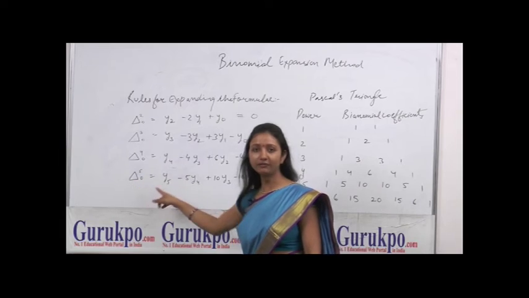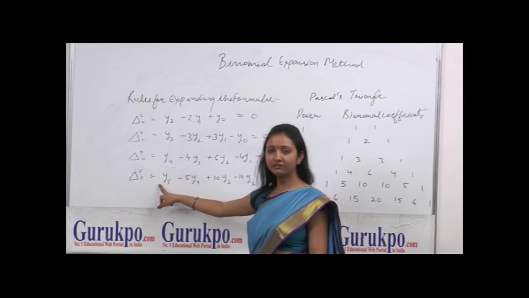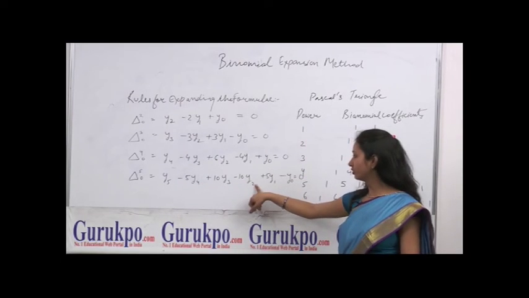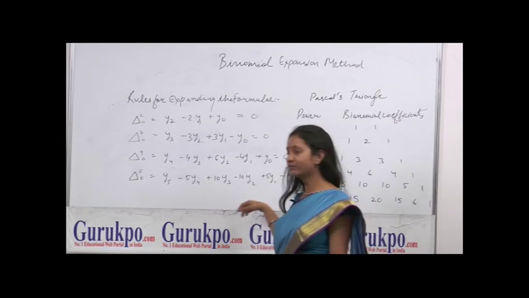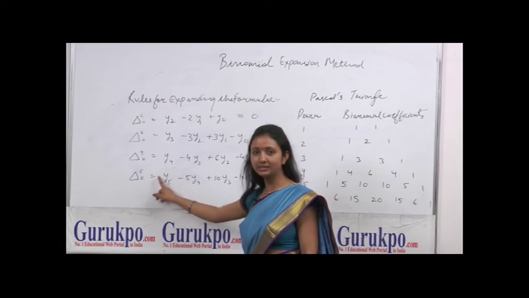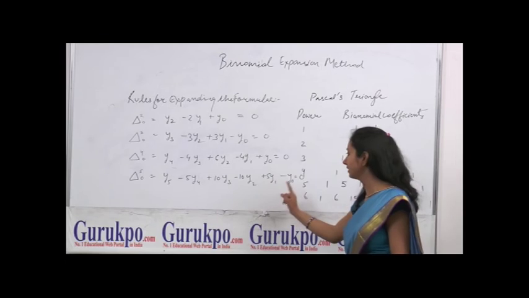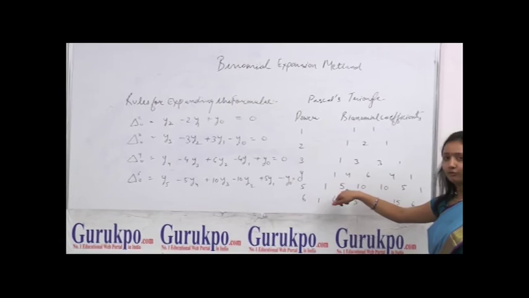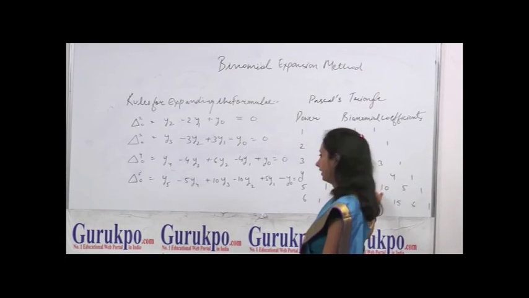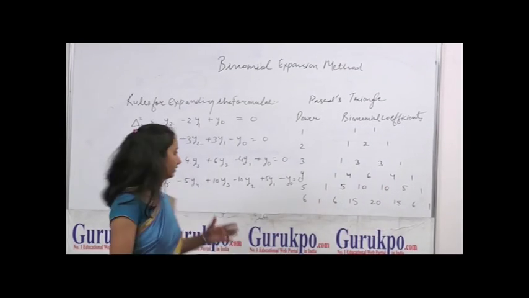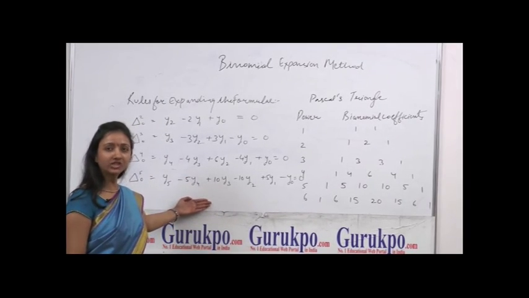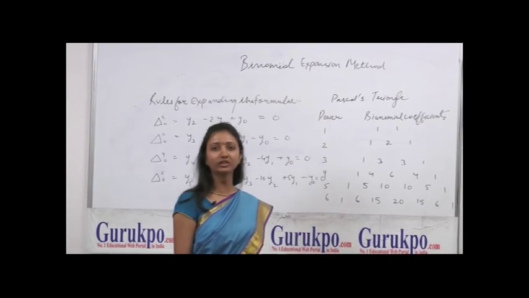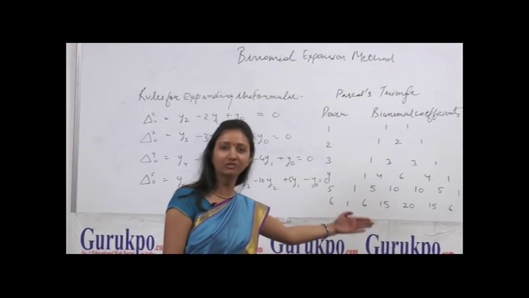Again, delta 5, y0. This will start from y5, y4, y3, y2, y1, and y0. The signs will again start from plus, minus, plus, minus, plus, minus. And the digits will come from this side, 1, 5, 10, 10, 5, 1. So this is our formula by which we can continuously make delta 6, y0, delta 7, y0, delta 8, y0 with the help of the Pascal triangle.